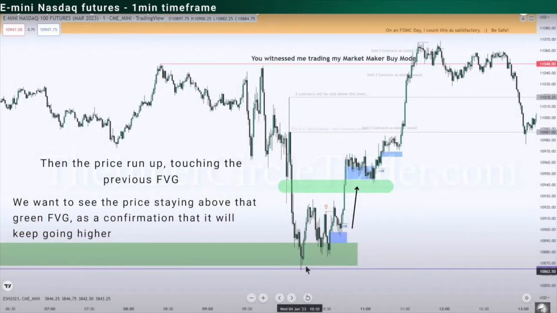What happens after? Right after the price runs up, touching the previous fair value gap, what we want to see is the price staying above that green fair value gap as a confirmation that we'll keep going higher. Now something very interesting, guys.